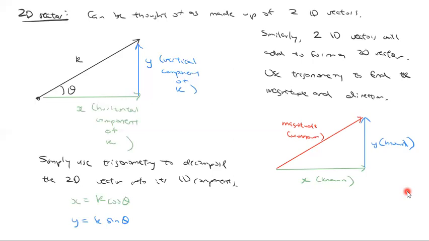Well, this is really easy. The magnitude m is just the right-angle triangle, so you just use Pythagoras. And if you're trying to find the angle here, you would just again use trigonometry. So basically, for any two 1D vectors at right angles to each other that you add together, you can find the 2D vector by using trigonometry: Pythagoras for the magnitude, tan inverse for the angle.